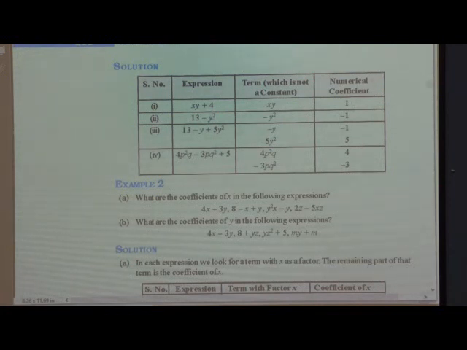What about 13 minus y square? Minus y square is a term which is not a constant. So we write the coefficient as minus 1.